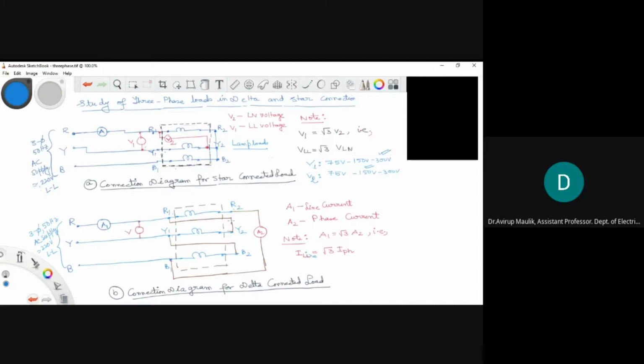Next, we will connect the load in delta by making the connection diagram given in figure B. An ammeter A2 will be placed between R2 and B1 to measure the phase current, whereas ammeter A1 connected between R and R1 will show the line current. The voltmeter V will give the line to line voltage. We will power on the circuit and take down the readings, and we will note that the line current will be square root 3 times the phase current. By conducting this experiment, relationships between line quantities and phase quantities for star and delta connection will be verified.